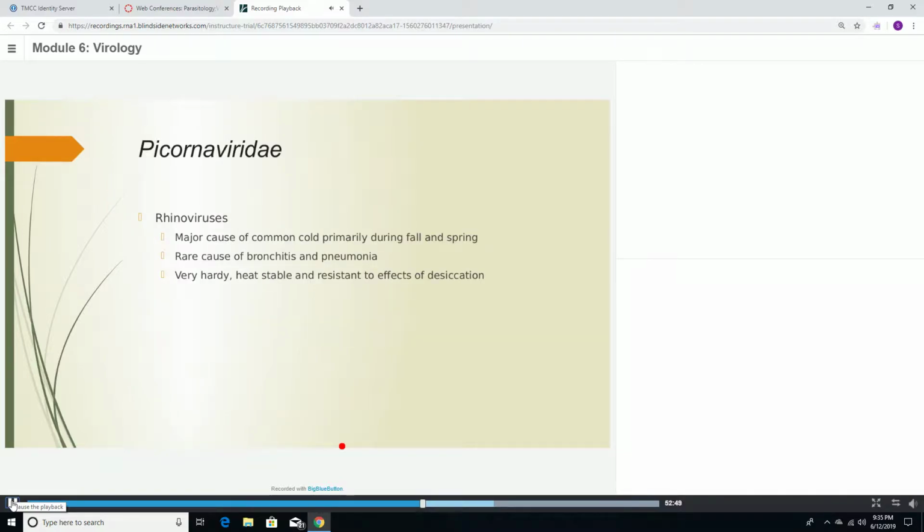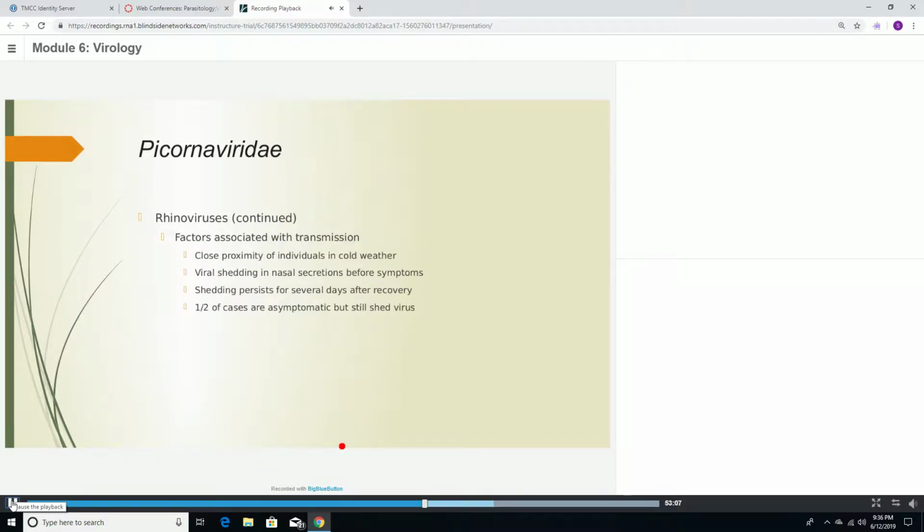The Picornaviridae family also includes the rhinoviruses. This is the major cause of common colds, primarily during the fall and spring. It rarely causes bronchitis and pneumonia, but it does cause them. It's very hardy, heat stable, and resistant to the effects of desiccation. Factors associated with transmission are close proximity of individuals in cold weather, and viral shedding in nasal secretions before symptoms. Shedding persists for several days after recovery, and half the cases are asymptomatic, but they still shed the virus.